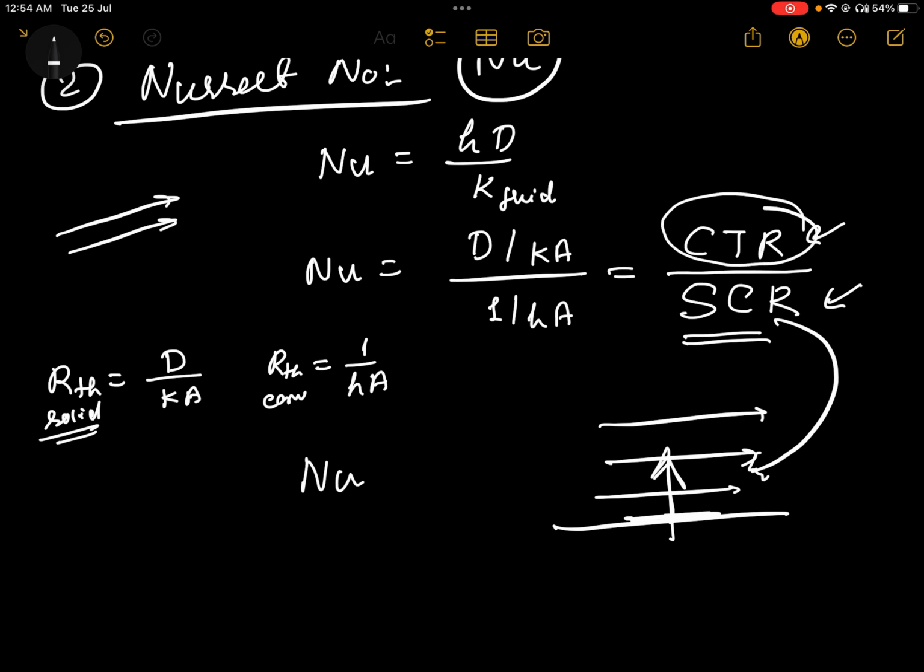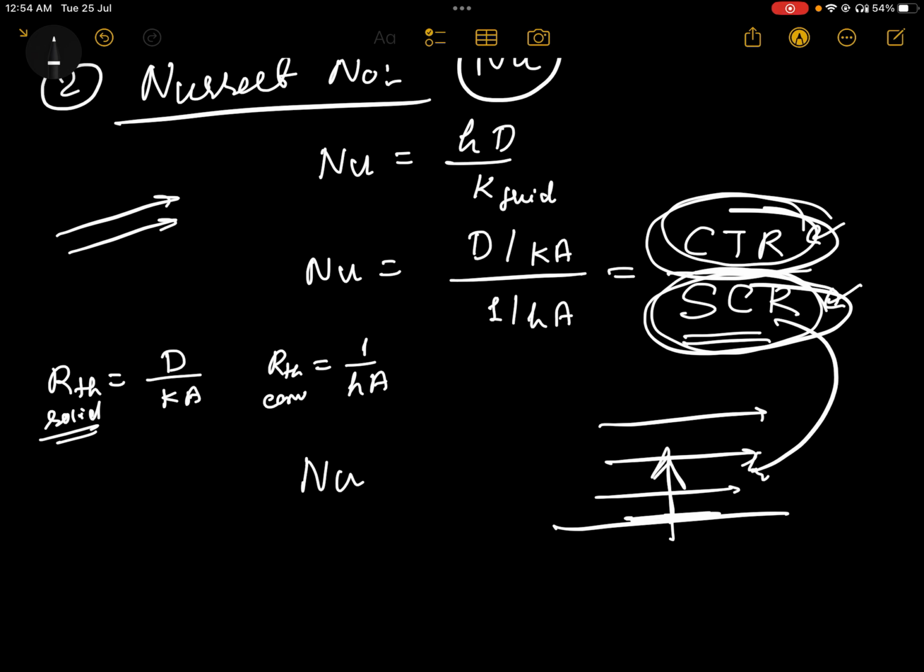Conduction resistance is very much for the case of the fluids as compared to the surface convection resistance, because convection is only defined for the fluids, since the fluid is more dominating for convection. That's why surface convection resistance will be very less. And if I talk about the conduction thermal resistance, conduction is defined for the solids.